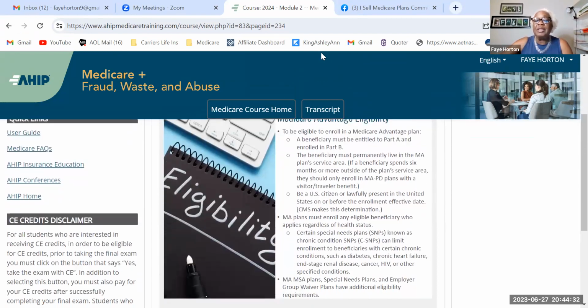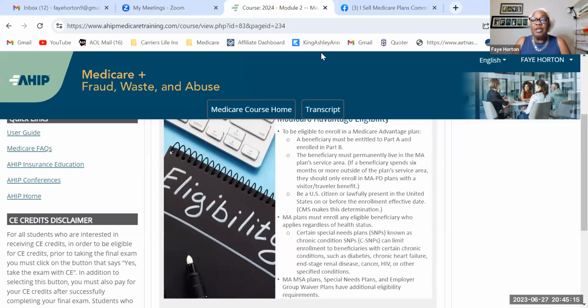Medicare Advantage eligibility. To be eligible to enroll in the Medicare Advantage plan, a beneficiary must be entitled to Part A and enrolled in Part B. So they must be active in both A and B. They must permanently live in the Medicare Advantage plan's service area. If a beneficiary spends 6 months in or outside of the plan service area, they should only enroll in an MAPD plan with a visitor traveler benefit. Or they should choose a PPO.